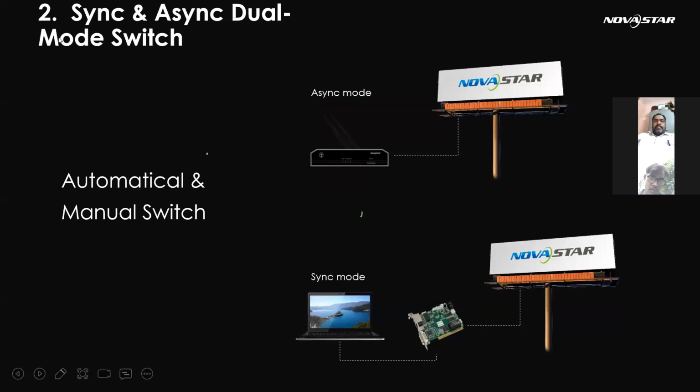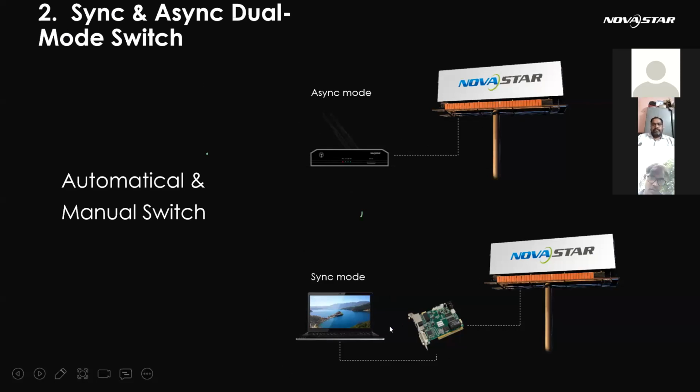The second feature of the Nova Taurus card: our Taurus card can support synchronous and asynchronous dual mode switch. Maybe some guys have some doubts. What is the asynchronous mode and what is the synchronous mode? If you are using the asynchronous mode, you can use the Taurus Media Player as a media player to play the internal program. It means you can play the internal storage program to the LED screen.